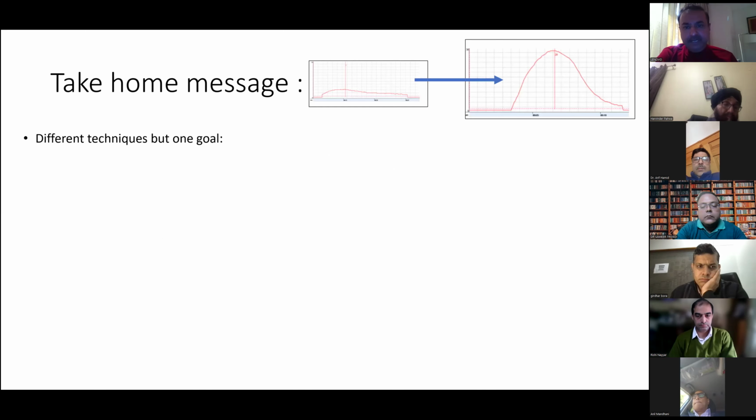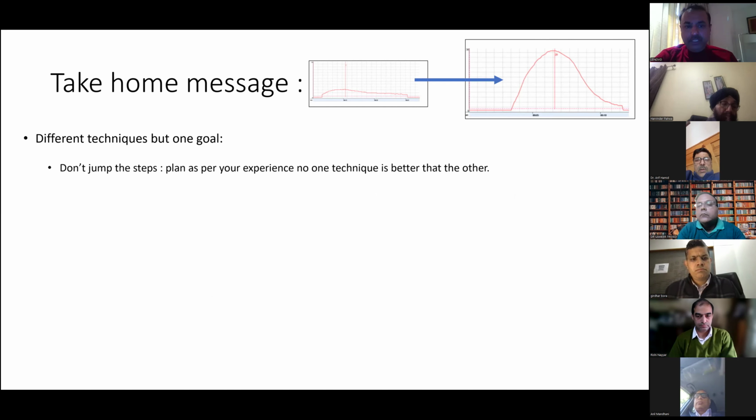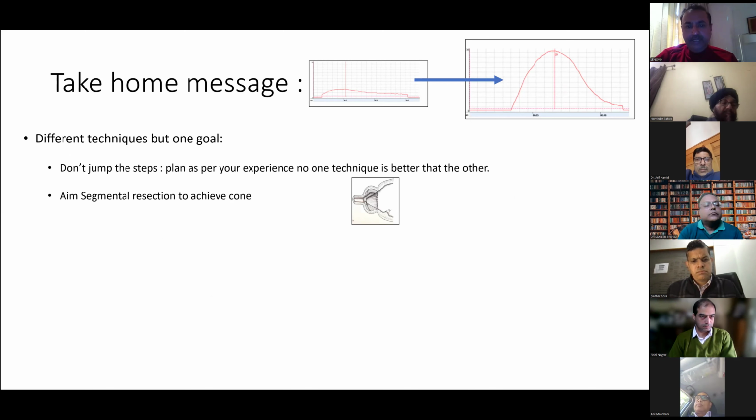Take home message is, this is the uroflow with which the patient has come to you, and this is the uroflow which you want the patient to have. And all the different techniques are there, but there is only one goal. Don't jump the steps. Plan your procedure on one or the other technique. Learn one, master one, don't experiment. Aim for segmental resection to achieve a cone. This is what you want to see at the end of it.